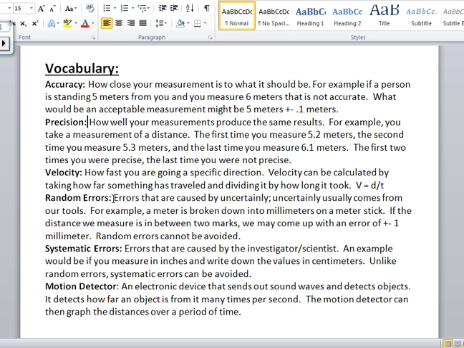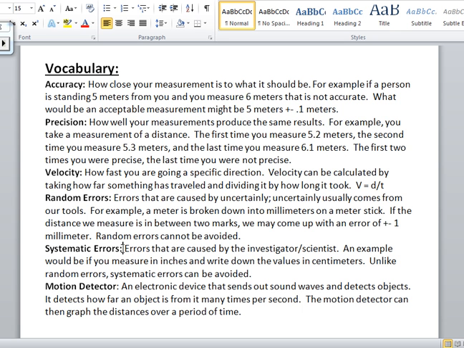millimeter. Now you might have a pair of calipers that could measure to the closest hundredth of a millimeter. So again, you might be plus or minus 1/100th of a millimeter. It all depends on what tools you're using. These errors, random errors, cannot be avoided. They happen. Systematic errors, on the other hand, these are because of the investigator. These are because people make errors.